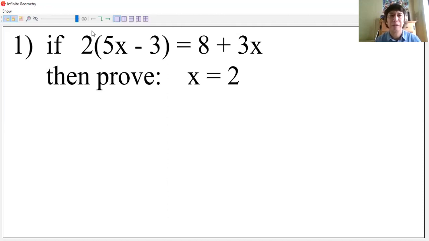And the given hypothesis is 2 times 5x minus 3 equals 8 plus 3x. Now the conclusion that is to be proven, x equals 2. Now we're going to have the solution in the other screen. All right, so we should get the other screen at this point, and we shall get the first problem. All right, let me check on the problem over here.